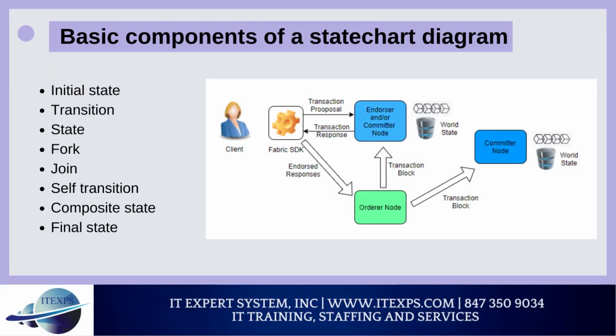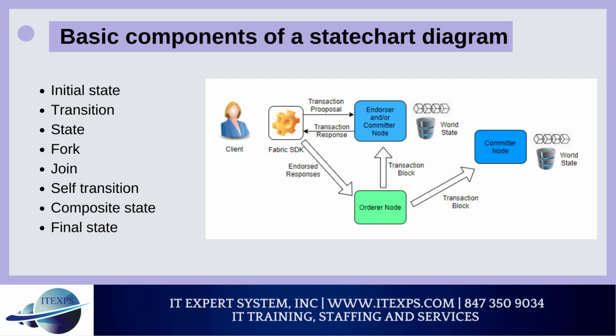Basic components of a state chart diagram. Initial state. We use a black filled circle to represent the initial state of a system or a class. Transition. We use a solid arrow to represent the transition or change of control from one state to another. The arrow is labeled with the event which causes the change in state.